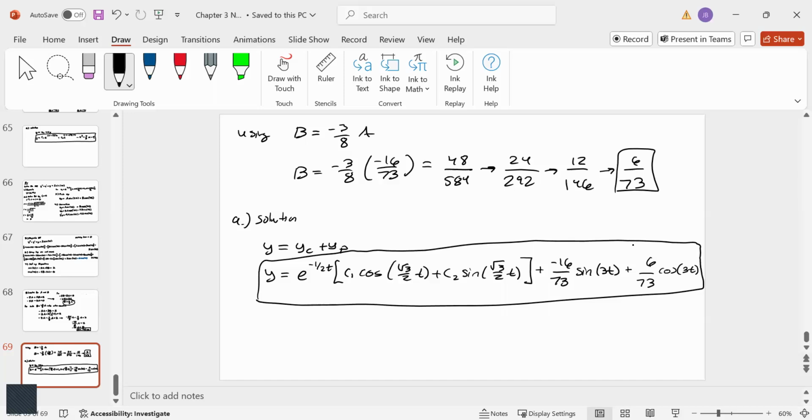If you're wondering, C1 and C2, what is that process like? Well, I would give you initial conditions and now you solve for it. You can't solve for the initial conditions until after you have everything. So if I gave you initial conditions, you just now do y of 0 and y prime of 0 and stuff like that.